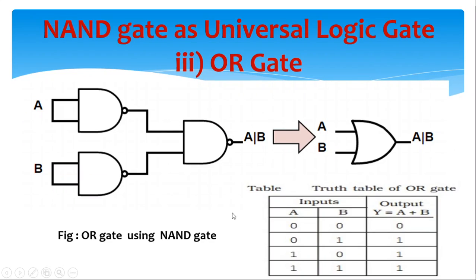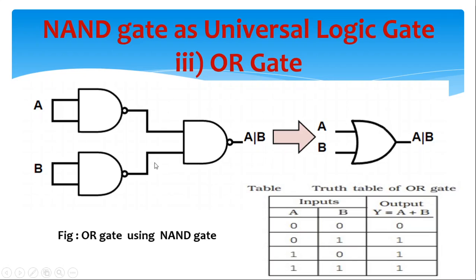Let us now discuss the OR gate using only NAND gate. Consider the construction of OR gate using only NAND gate. Three NAND gates are required to construct the OR gate. The first level two NAND gates will act like inverters.